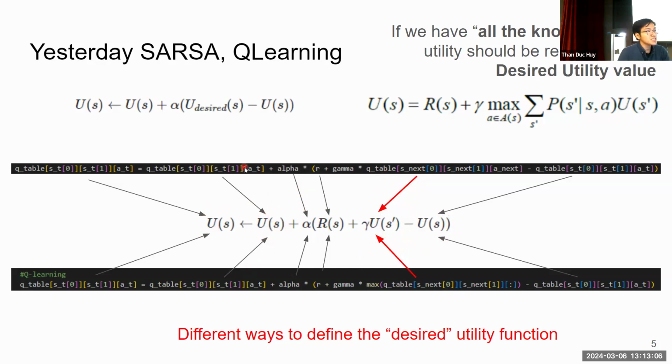So why do we need this update step? Because when we start out, we don't know anything about the world. So the utility value everywhere is 0, right? This equation does not hold. This equation is valid when we know about the world. But when we start out, it is all 0. So we don't really know.